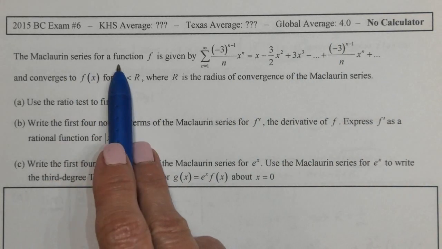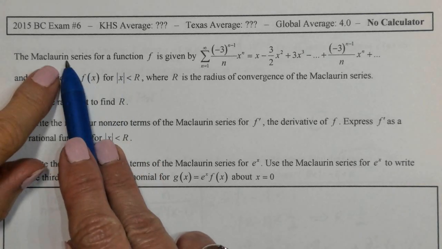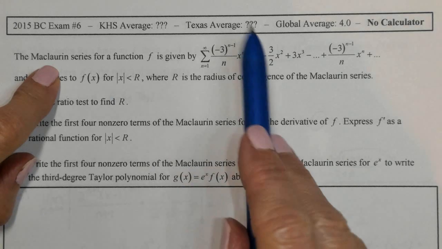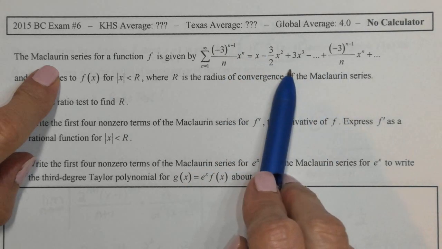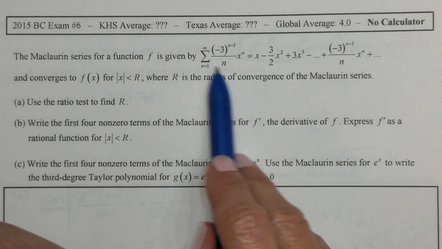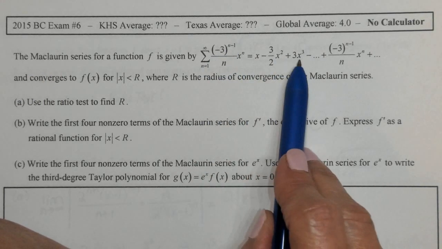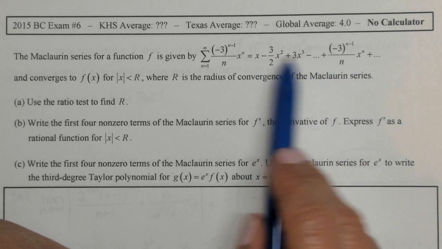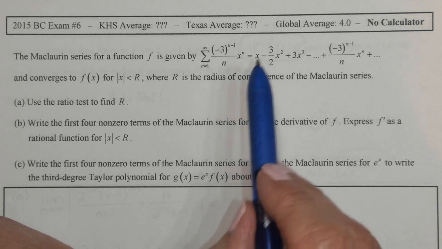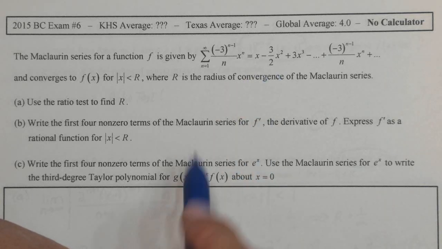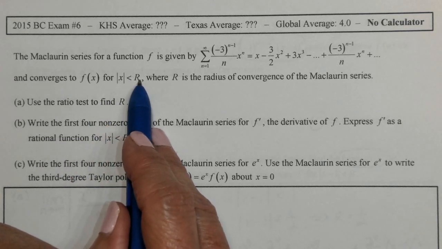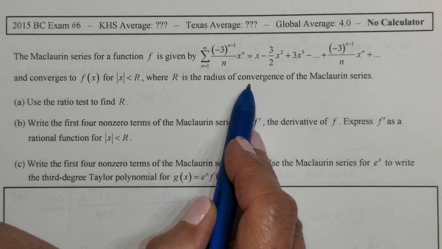The Maclaurin series. Well, that already is a good thing because we're centered at 0. We like to be centered at 0. It makes our series much cleaner looking. So that helps. It is given by this, and look what they did for us. They wrote out some of the terms. That's nice. In that last problem, we had to write out those terms, but in this one, they wrote it out for us. And it converges to f for absolute value x less than r, where r is the radius of convergence.